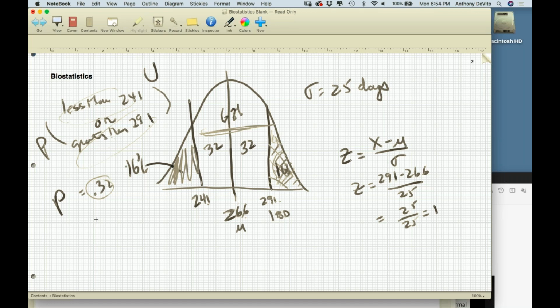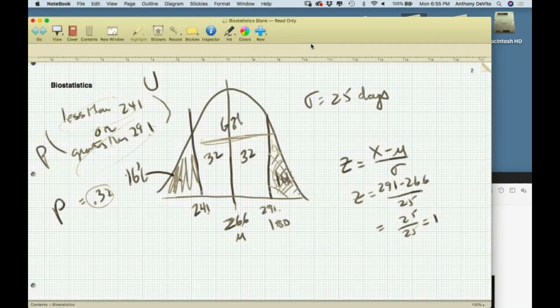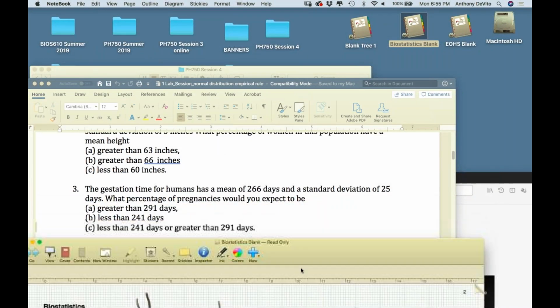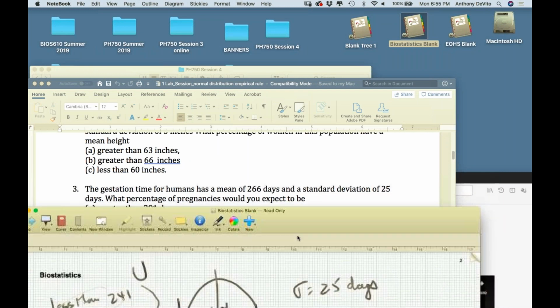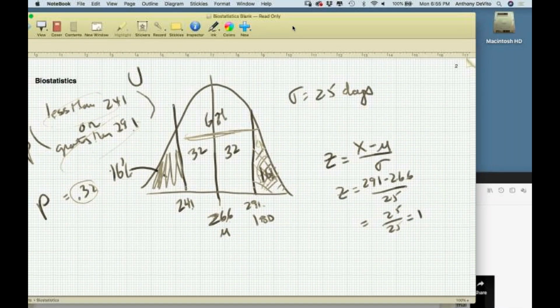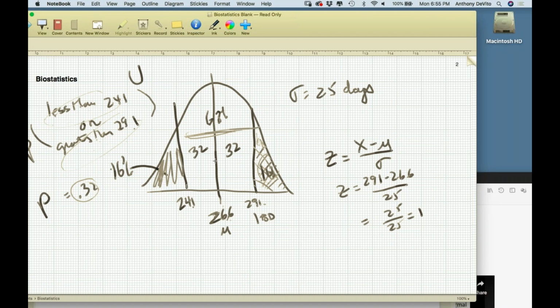Okay, I'm sorry, let me take a quick look here. I got a question here. Standard deviation is 30, did I say 34 or 25? I think I said standard deviation was 25. Yeah, standard deviation is 25. And 32%, yeah, is correct. Okay?